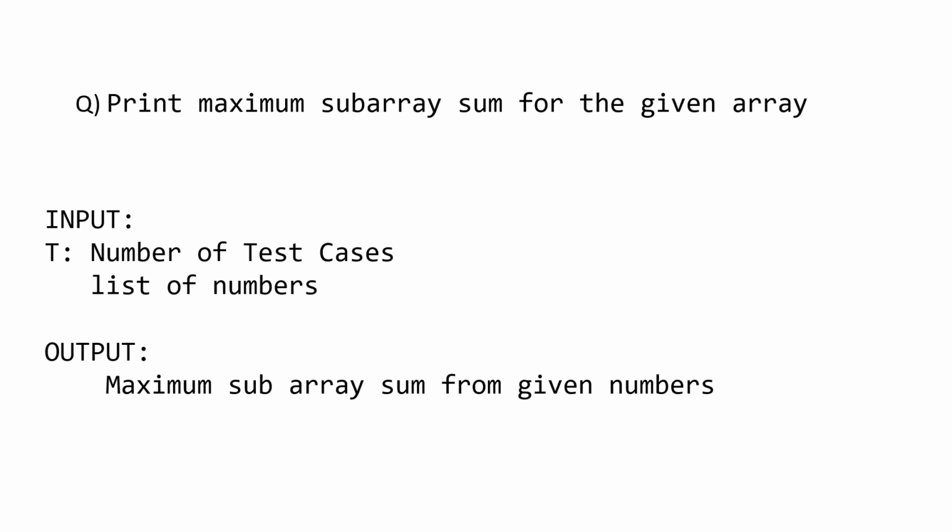Let's look at the sample input. So the sample input as specified here is, first of all, we are given t number of test cases, that is 3 in this case, and then we are provided 3 different lists of numbers for which the output is provided as follows: 7, 26 and 16.